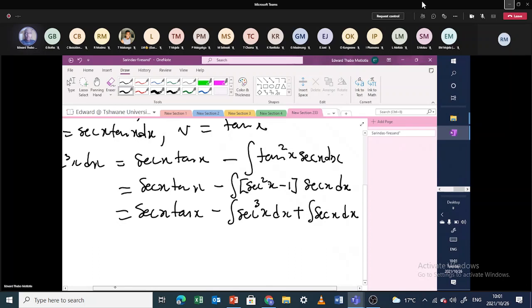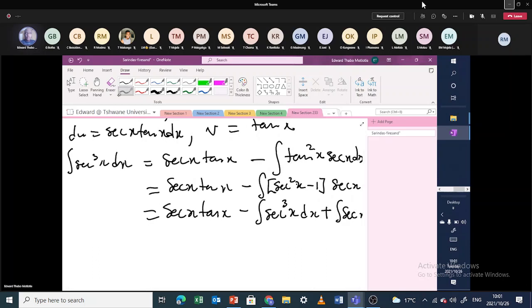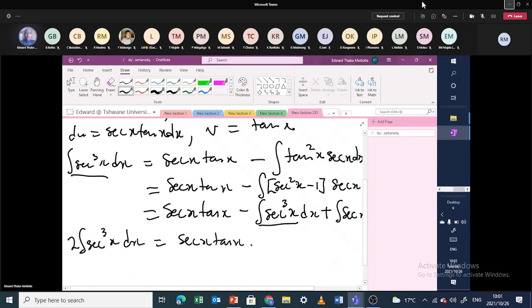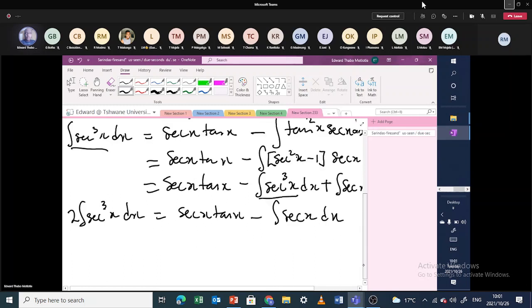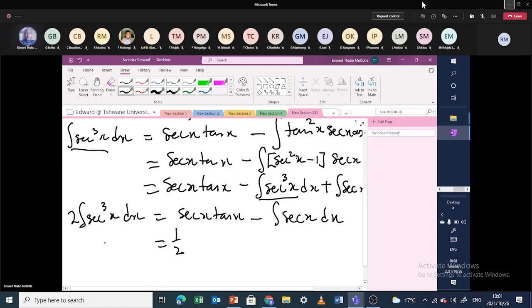Now if we look at this one, we can see the like terms. These are friends. This guy here is the same as this one. So we can say we have 2 times the integral of sec to the power 3 x dx is equal to sec x tan x minus the integral of sec x dx. So this implies that we have the integral of sec cubed x, this is what we are looking for, is equal to 1 over 2 sec x tan x minus 1 over 2 ln of sec x.